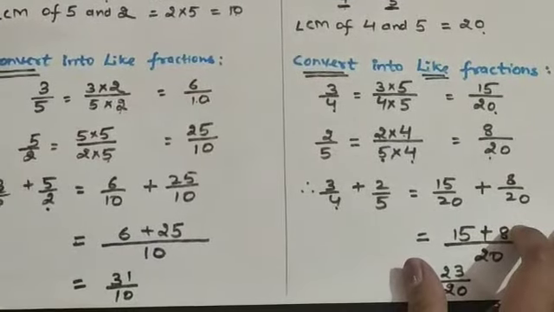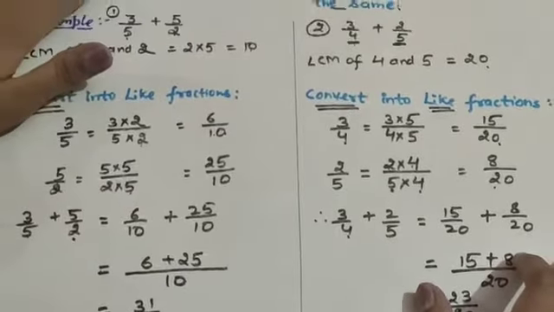So this is the method by which we add unlike fractions and like fractions.